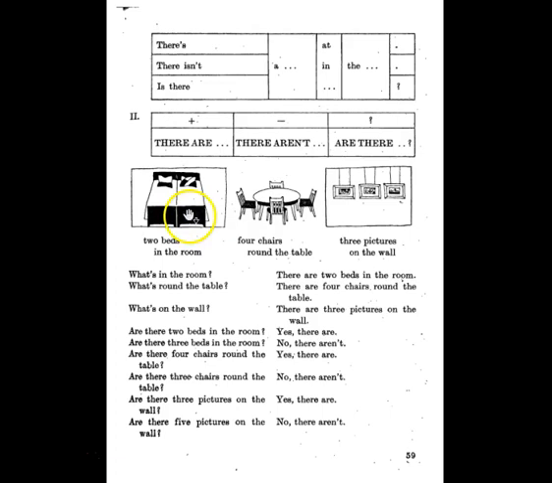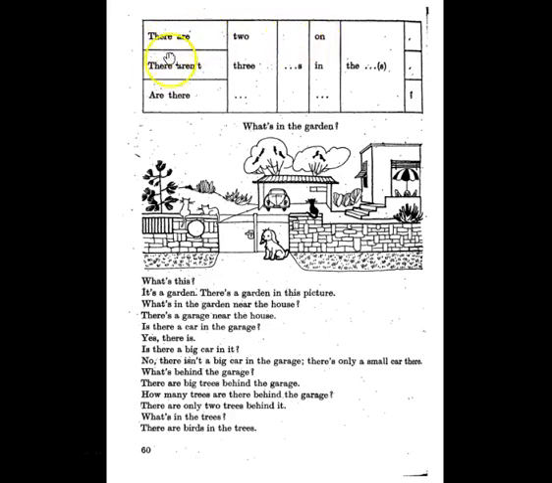Write sentences using the words and phrases below these pictures. Use there are, there aren't, are there. Then copy everything from this page into your notebook. Complete these sentences with words that you know and write at least 5 of each.